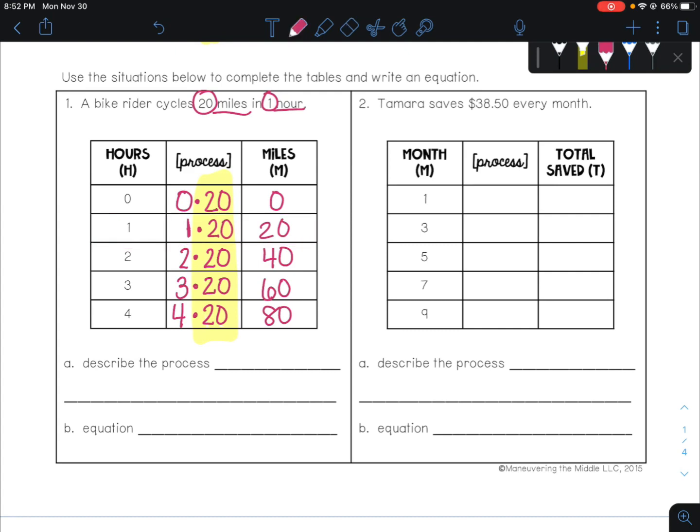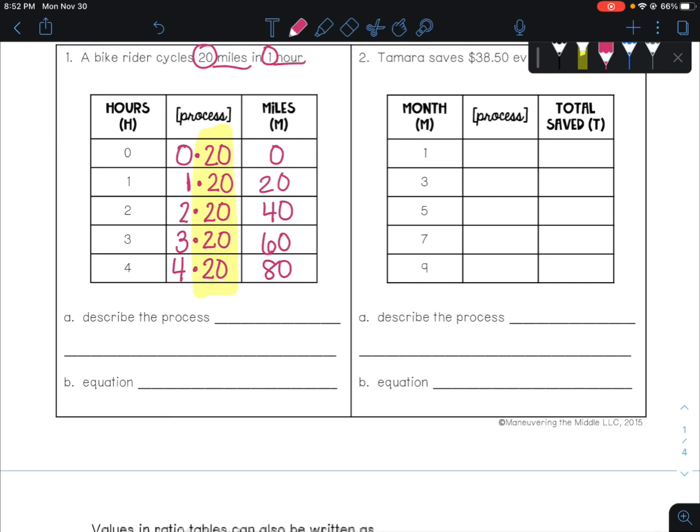Okay? So now if we go to write our process down, we're going to take basically all of these example ones and make it general. So instead of 1 times 20, it's just whatever is in this hours column times 20. So hours times 20 gives us the miles column. So hours times 20 equals miles. Hopefully you can see that.